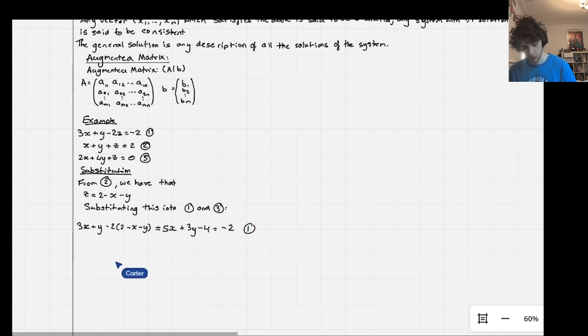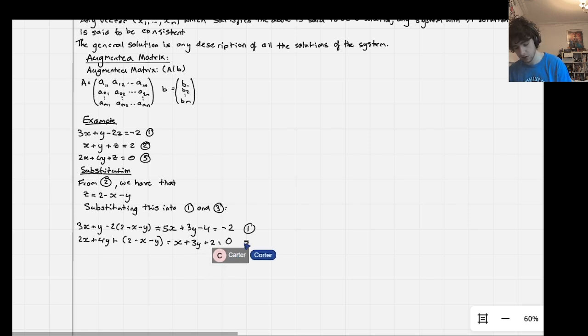And then substituting into equation 3, we will see that we have 2x plus 4y plus 2 minus x minus y. This is a little bit easier to look at. So we have 2x minus x gives x. 4y minus y is plus 3y. And then we have 2. So that's going to be plus 2. And then that third equation we already can see is going to be equal to 0. So, well, what we now can see is that our z is nowhere to be found. In these two equations here, let me just put a box around them, you can see that our z is nowhere to be found.